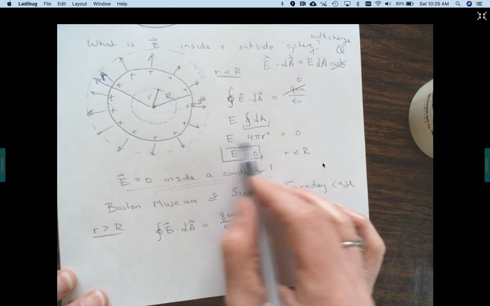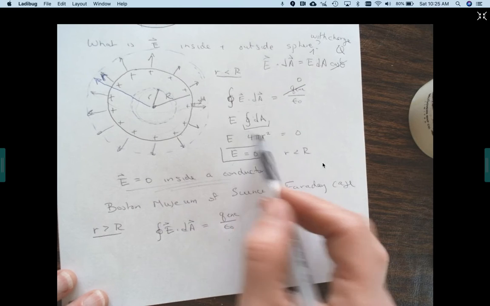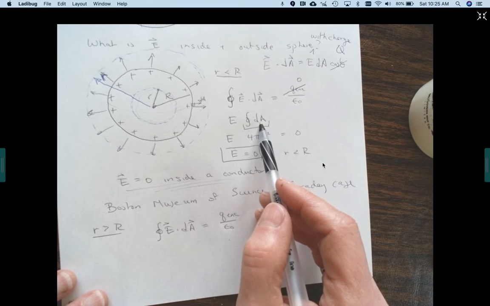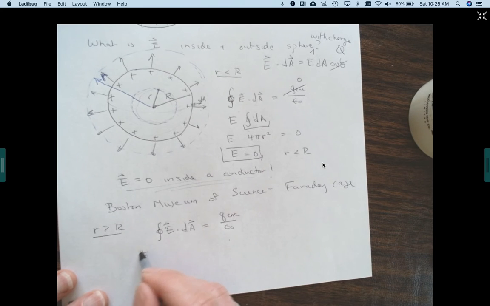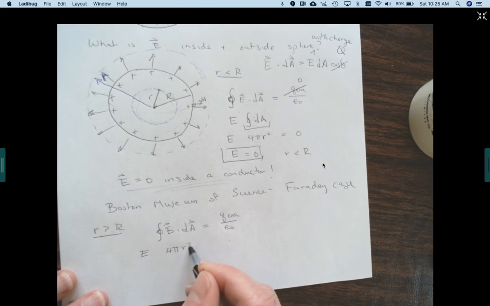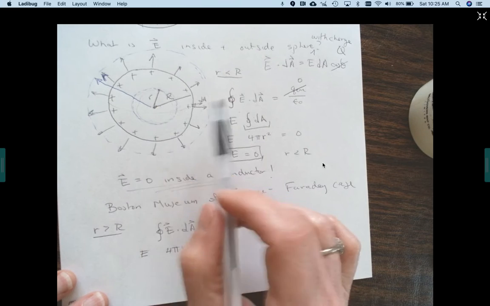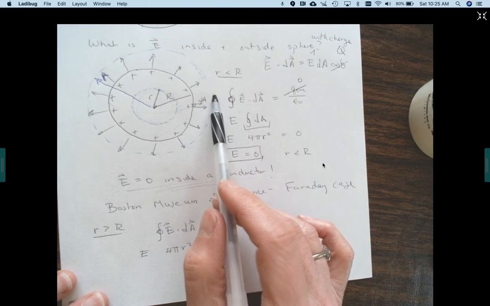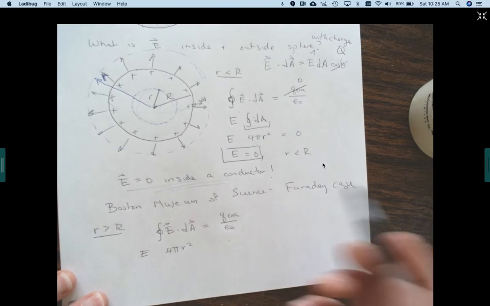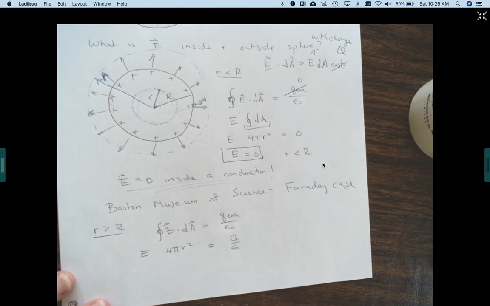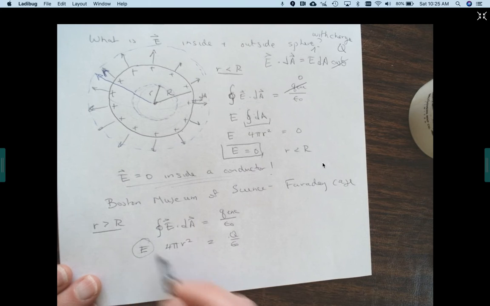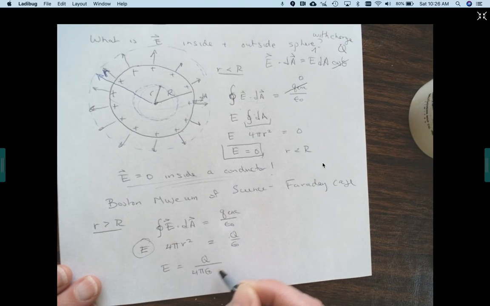So I did this side already, right? The same kind of thing. It's a sphere. The electric field is parallel to the area vectors, and so I get on this side E times 4 pi r squared. And then my enclosed charge, once I get outside the sphere, is the charge of the sphere. So it's going to be Q over epsilon naught. So when I solve for my electric field, I get my enclosed charge divided by 4 pi epsilon naught r squared.